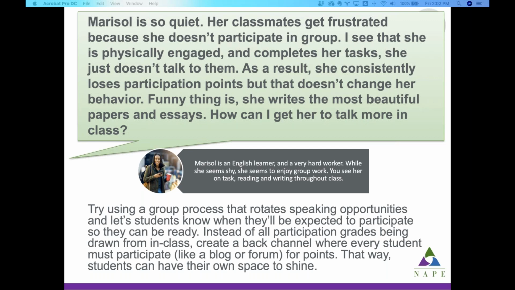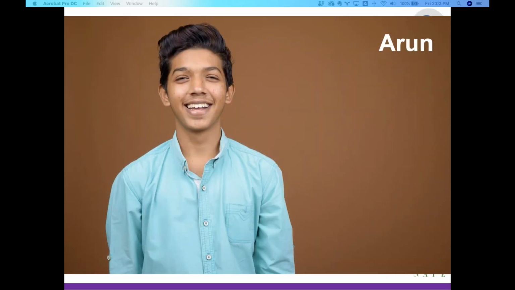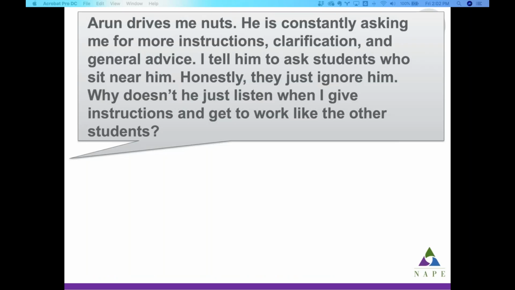So let's look now at Arun. Arun is an Indian male student, and Indian cultures are also collectivist cultures. Now let's look at what you hear a teacher say. Arun drives me nuts. He is constantly asking me for more instructions, clarification, and general advice. I tell him to ask students who sit near him. Honestly, they just ignore him. Why doesn't he just listen when I give instructions and get to work like other students?